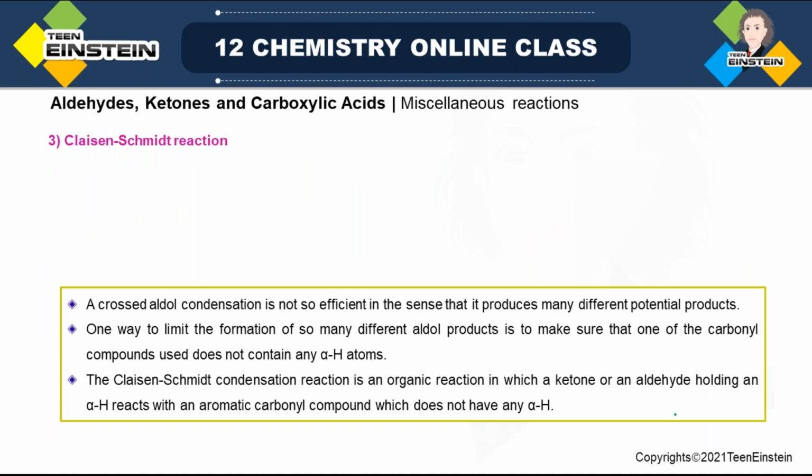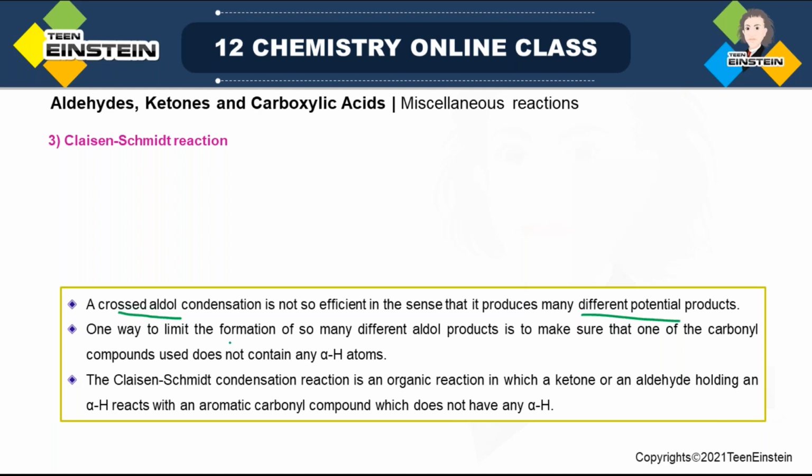Next reaction is the Claisen-Schmidt reaction. Now remember, in crossed aldol condensation, what we have seen? Crossed aldol means two different carbonyl compounds we have taken with alpha hydrogen, and in that case we have seen that different product combinations are possible, because depending on which aldehyde or ketone molecule generates the carbonyl, the final product may be different. So this reaction is not very efficient in the sense that it can produce different potential products. If there is such a mixture of products, purification of them is really difficult.